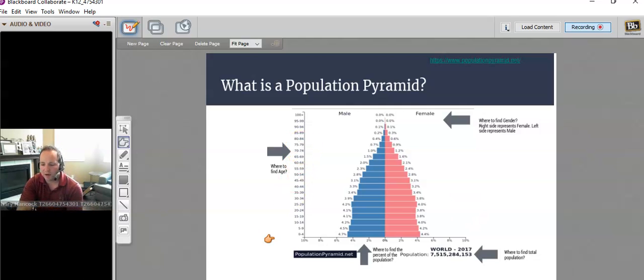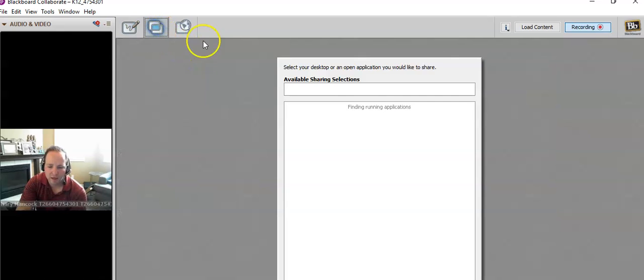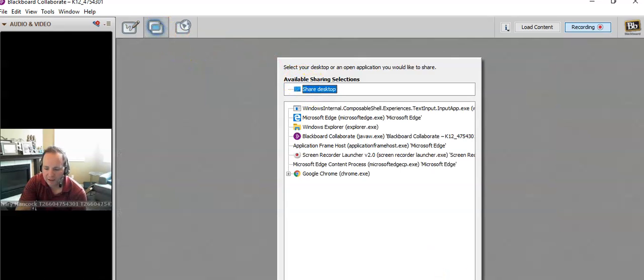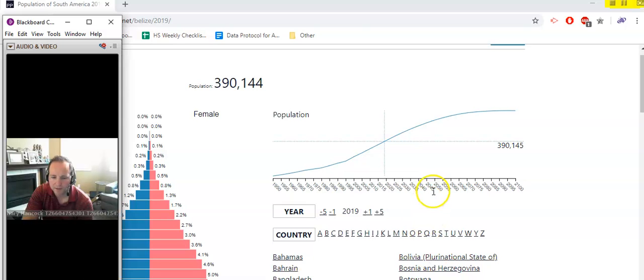So what I'm going to do now is share my screen with you and go over what it would look like on here. Can you guys give me a green check mark if you can see my screen real quick? Green check mark.